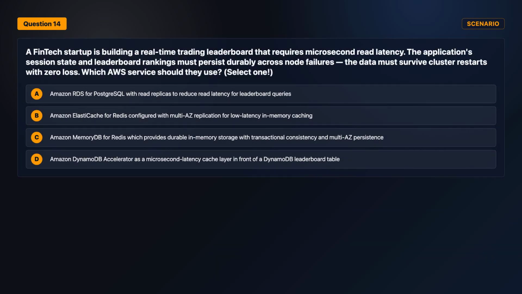Time for another one. Question 14. Convert the story into selection criteria. A fintech startup is building a real-time trading leaderboard that requires microsecond read latency. The application's session state and leaderboard rankings must persist durably across node failures. The data must survive cluster restarts with zero loss. Which AWS service should they use? Select one. Review the answer choices on screen.